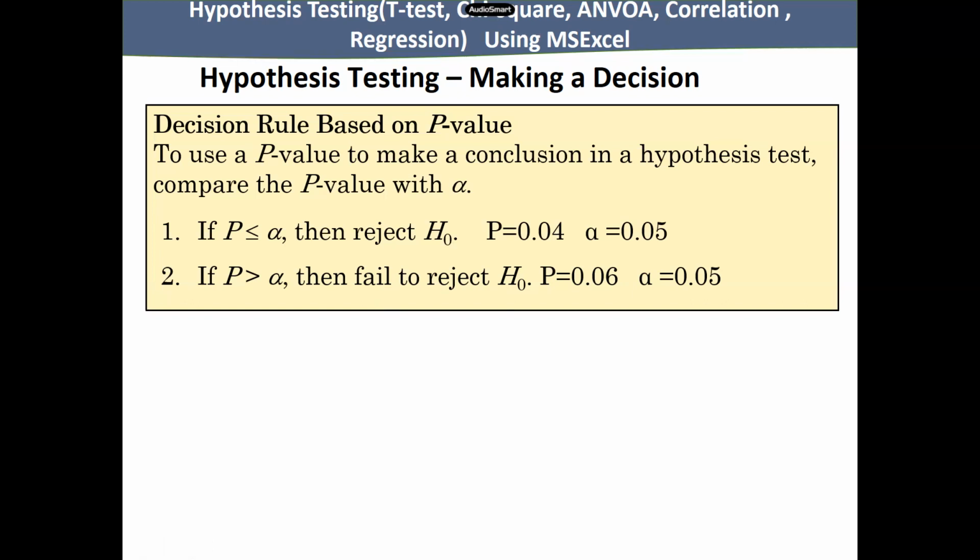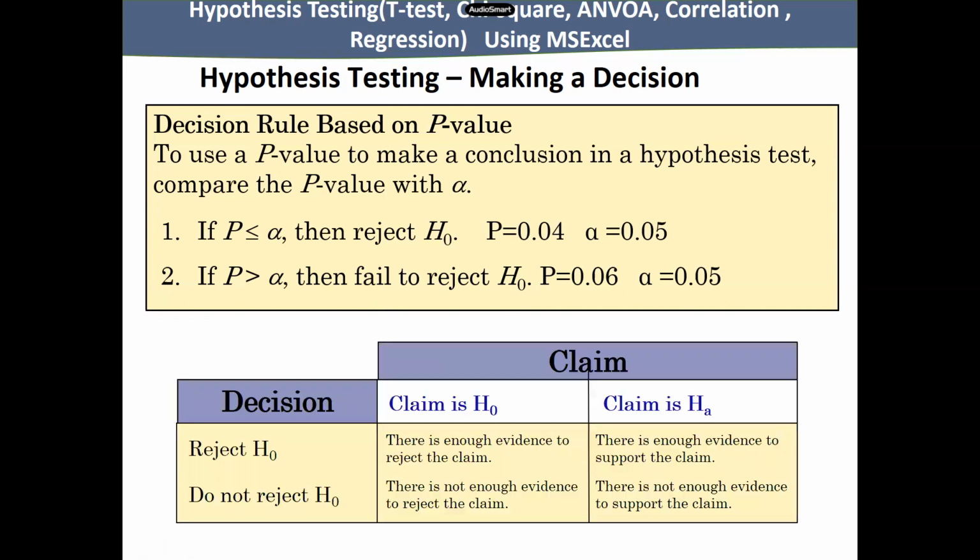So the statement we use in explaining this in hypothesis is reject, fail to reject. We don't say accept. Reject, fail to reject. Does that make sense? Yes, sir. Right? And when you reject H0, you say that there is enough evidence to reject what? The claim. If you do not reject H0, there is not enough evidence to reject what? The claim.